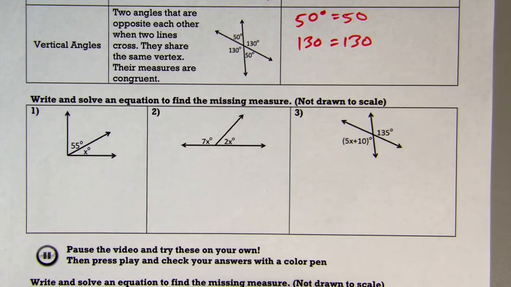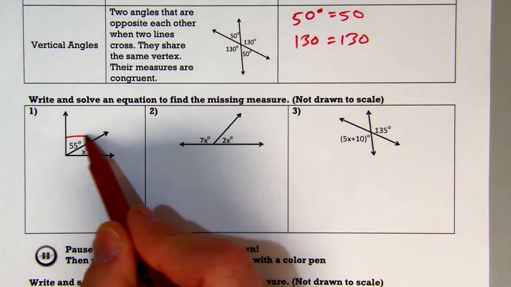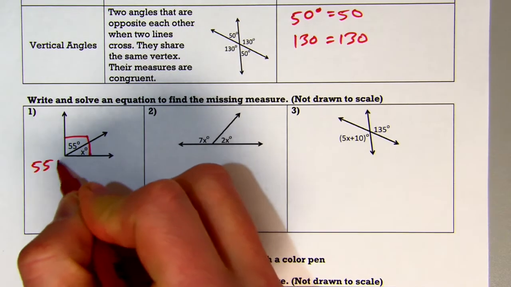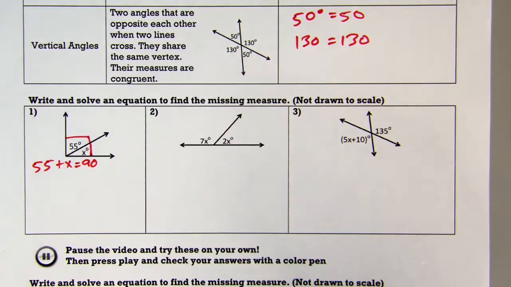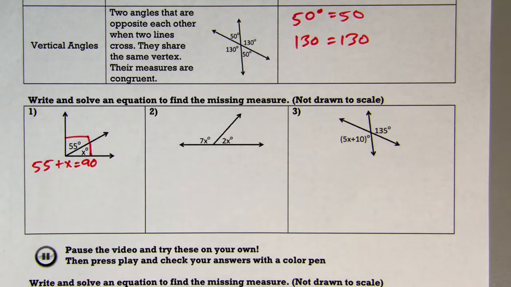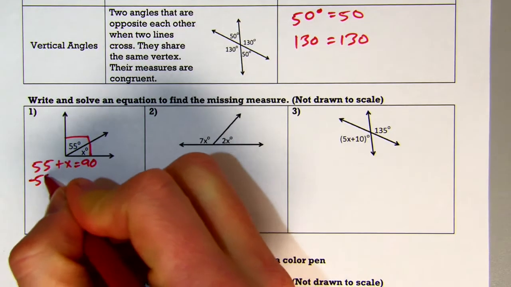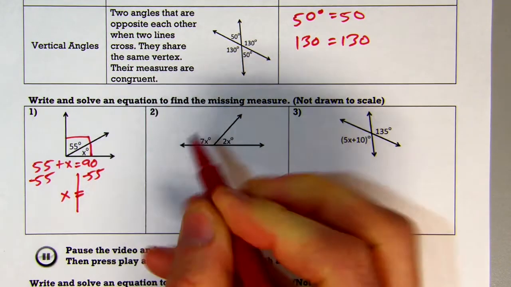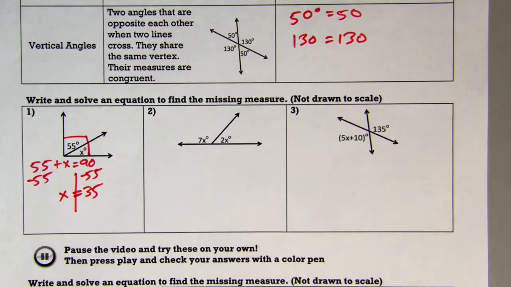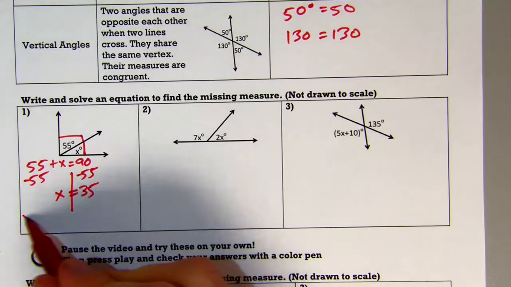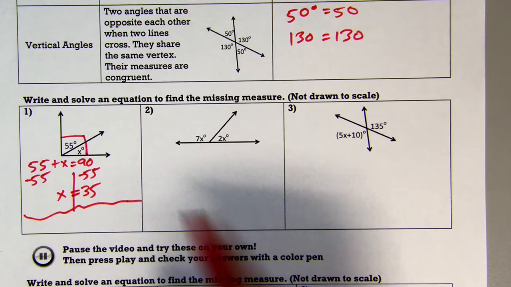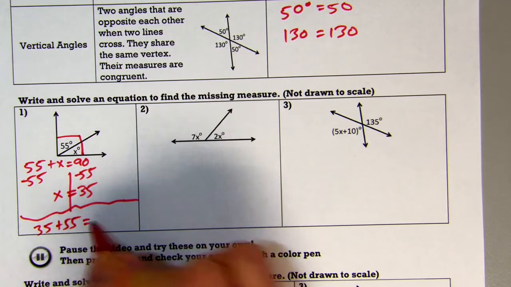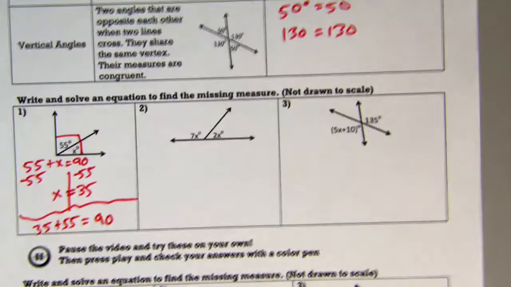So my first one I have is 55 degrees and x. I'm going to take those two angles, and I notice that it is a complementary, so they're going to add up to 90 degrees. So I do 55 plus x is equal to 90. Now I've set up a one-step equation here, so I'm going to subtract 55 on both sides, and I get an answer of x is equal to 35. Now I'm going to check to make sure that works. I'm just going to take what I got for x and plug it in. So 35 plus 55, and yes, that does equal 90 degrees, so yes, that does work.